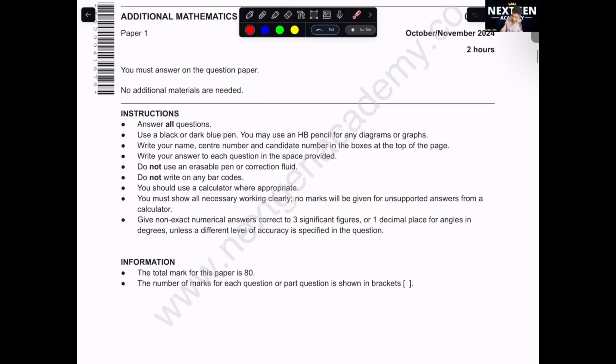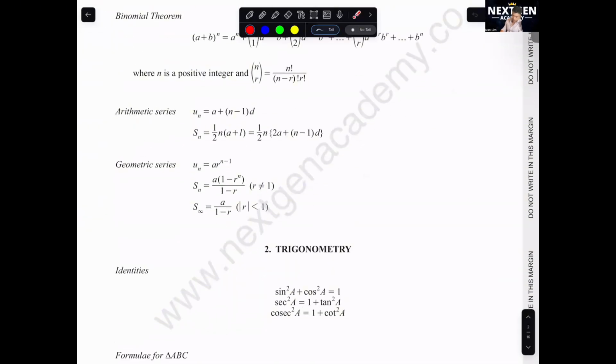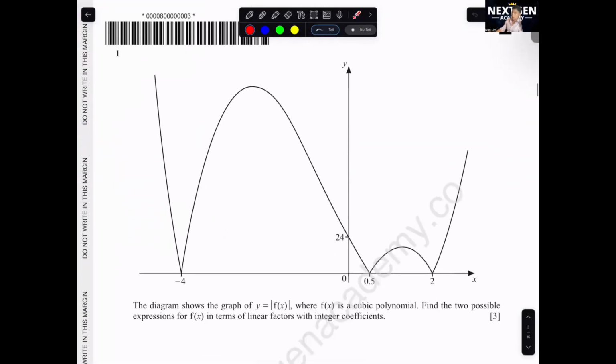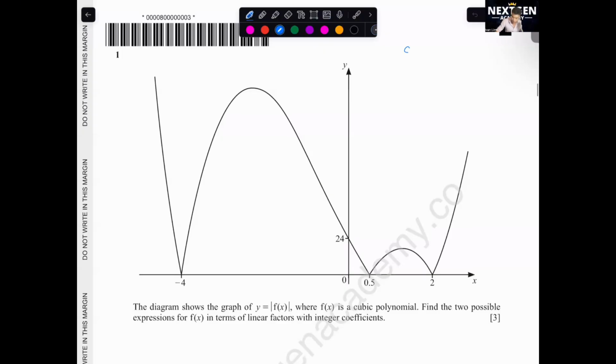Okay, so let's go to the first part. All these formulas, we'll see which one we need to use later on. Question number 1. I'll highlight also which chapter this is from. Number 1, the diagram shows the graph of y equals modulus f(x), where f(x) is a cubic polynomial. Find the 2 possible expressions for f(x) in terms of linear factors with integer coefficients. This question has come up quite a number of times already. This is under your cubic graph. For most of you who are using the Cambridge textbook, it'll be under your chapter 4. So you need to revise your cubic graph.